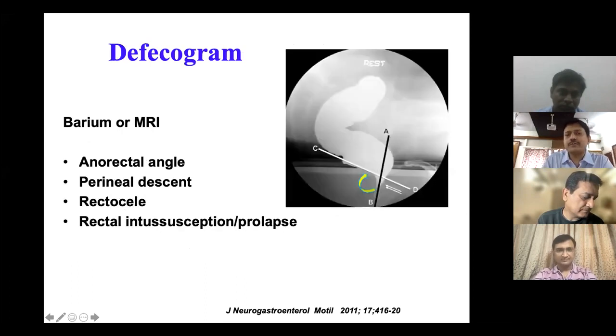Defecogram, again, it's been discussed, but just to reiterate, in defecogram, you look at the anorectal angle. So anal line, you draw a line through the midpoint of the anal canal and a line through the posterior wall of the rectum. And this is the anorectal angle. So you look at this angle increasing. Normally, it should increase when there's a defecation. That's what you're looking at. You're looking at perineal descent, presence of any rectocele and any intussusception.